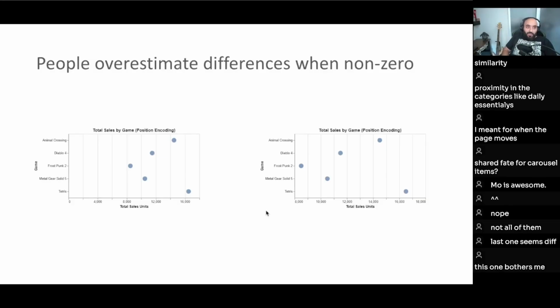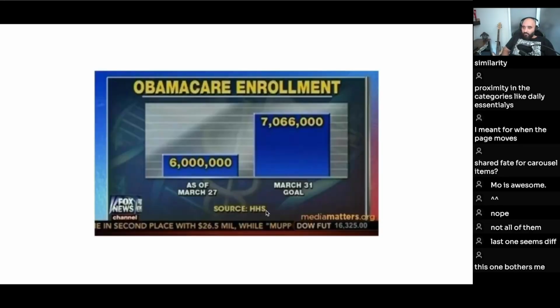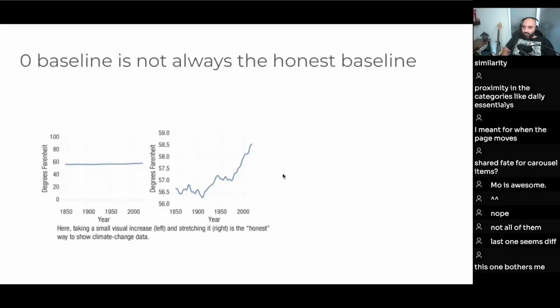Try to have zero when it's useful. Not always, sometimes, and I can show you examples later. So when having a zero baseline is actually misleading. See, this bar chart is showing a difference between Obamacare enrollment from March 27 to March 31st. They want to say, oh, look, there's so much difference, right? But if you actually start from zero, it will just look like it's nothing.